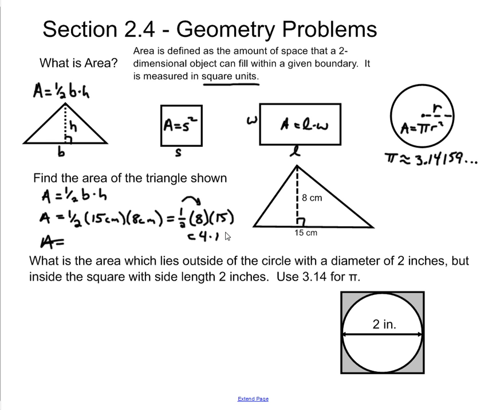And that's 4 times 15. And let's see, 4 times 15, 2 times 15 would be 30, so we'll take twice that. It's going to be 60. But remember that you need to use the correct units, so the correct units here would be squared centimeters.